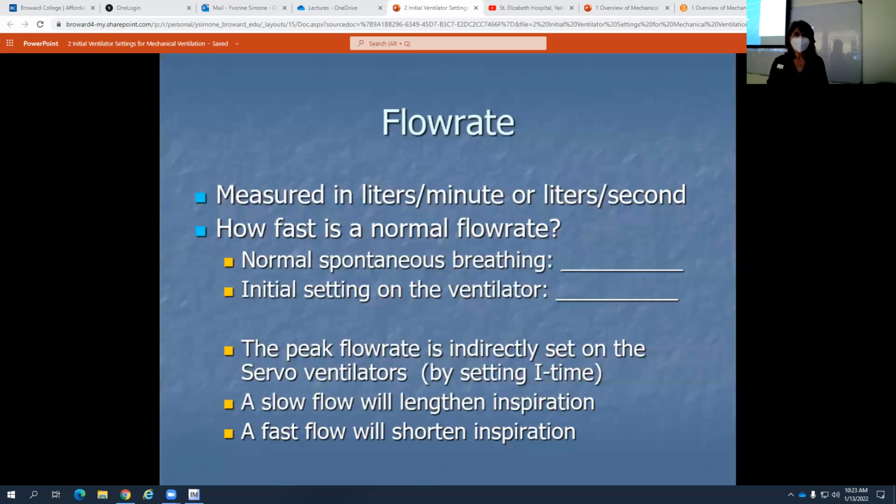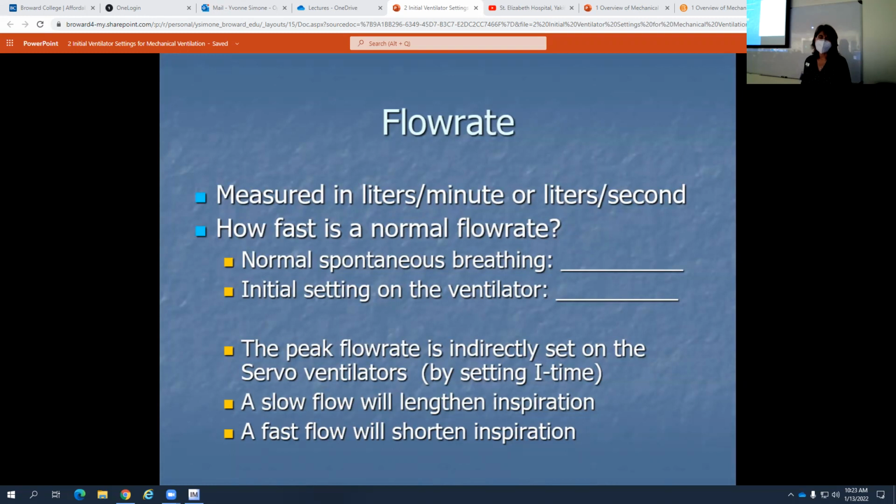So when you're setting the peak flow rate on the servo ventilators, which is what you're using in the lab for the most part, instead of setting the peak flow rate, you change the inspiratory time, and that changes the peak flow rate. I know that doesn't make a whole lot of sense right now. So you're going to have a lot of practice with it when you're working on the ventilators. For now, I need you to know the last 2 bullets.